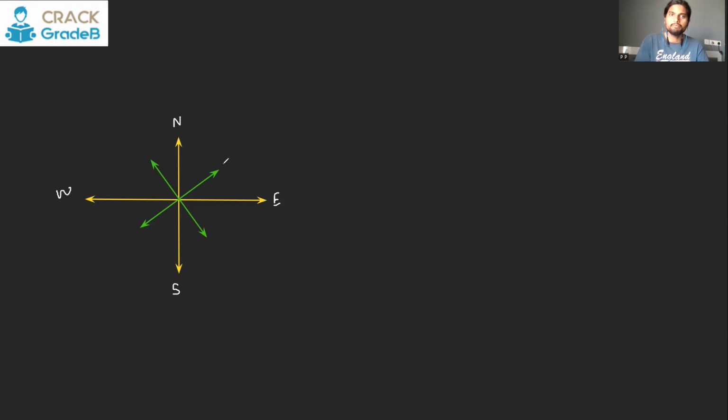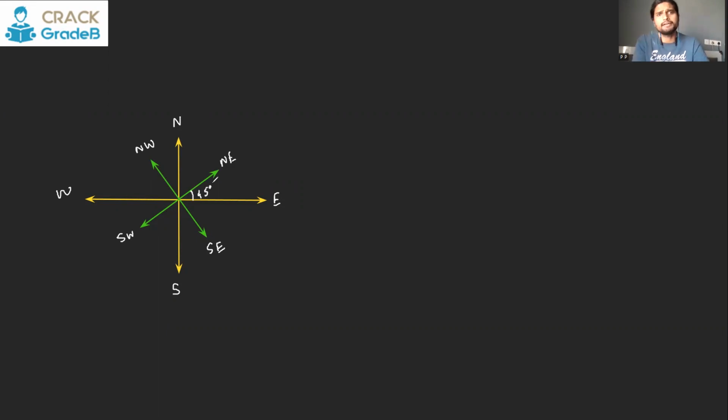And in between, as you know, between north and east there is northeast. Between south and east, there is southeast. This is going to be southwest, and this is going to be northwest. And also, the angle between these is 45 degrees.